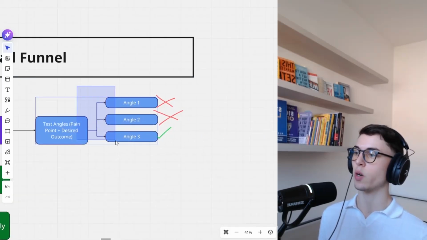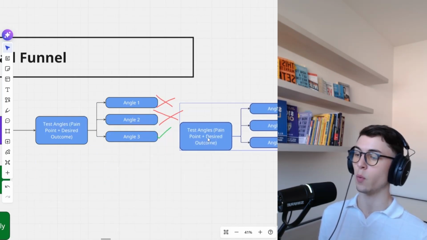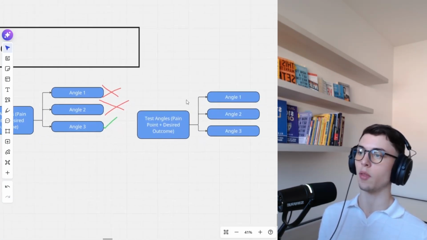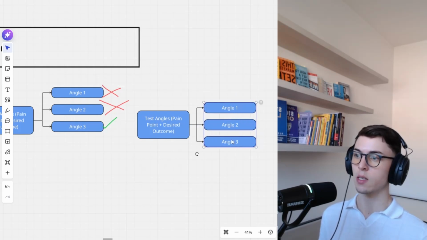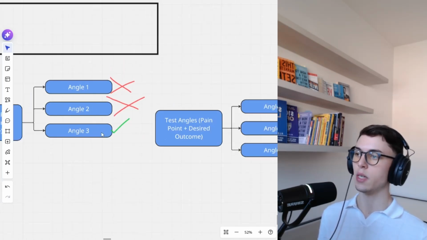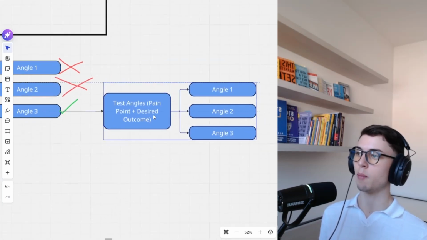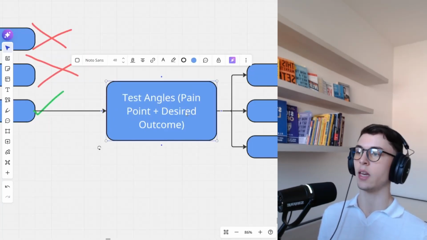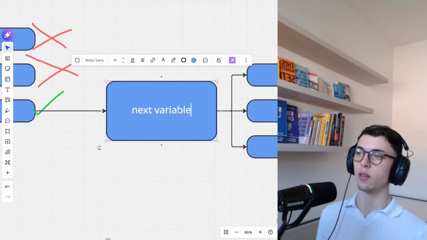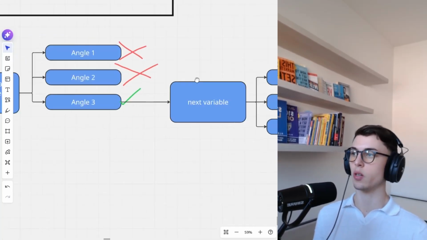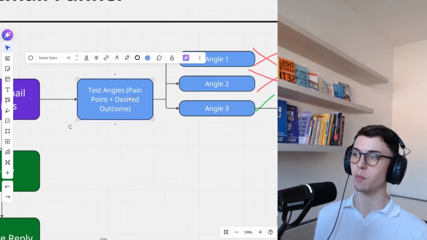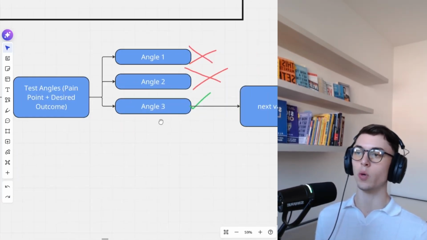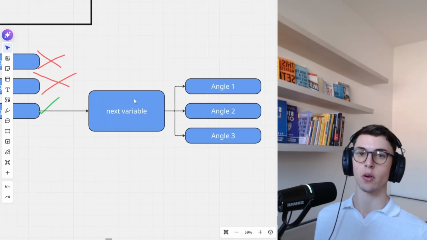And then what we're going to do is pick the script that we used for angle 3, and come up with different variants based on the new variable that we want to test, starting from angle 3, right? So what this means is we pick angle 3, so we use the same exact pain point plus desired outcome, and then we test the next variable in our script testing framework, right? Because we understood, okay, angle 3 is the best performing angle when it comes to the pain point plus desired outcome. Now, what else can we test to maximize our conversion rates, right?